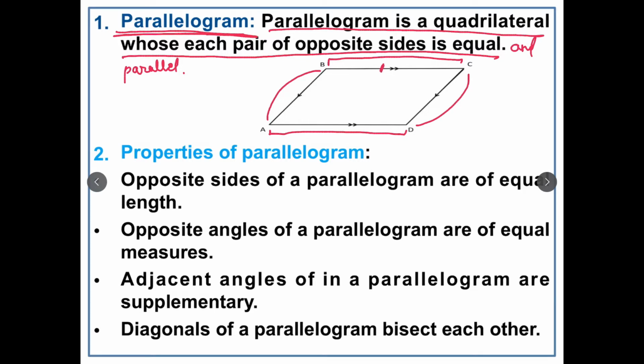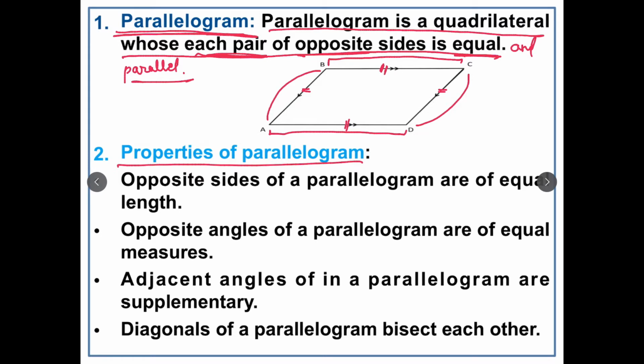Also, this side BC is parallel to AD. Similarly, AB is parallel to CD. That's what the definition of a parallelogram says. A parallelogram is a quadrilateral whose each pair of opposite sides is equal and parallel. So if in any quadrilateral you find the opposite sides are equal and parallel, then it will be called a parallelogram. So now we have the properties of a parallelogram.